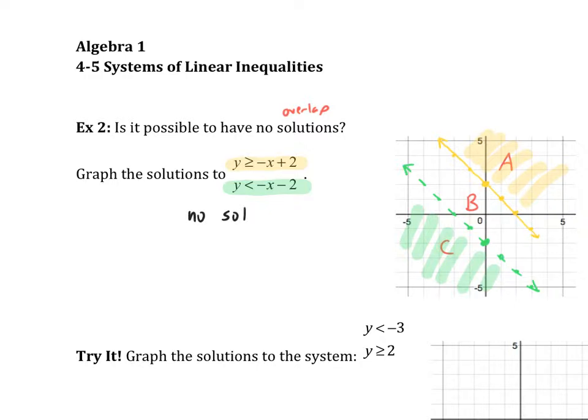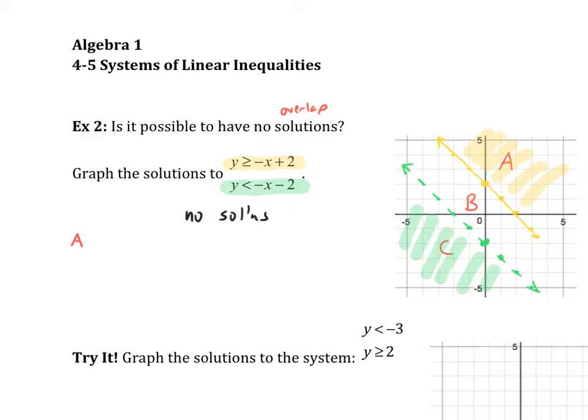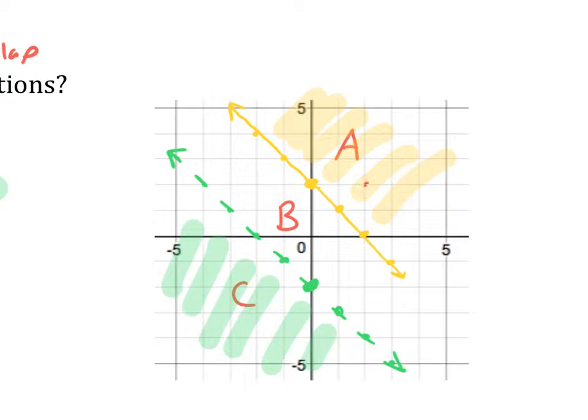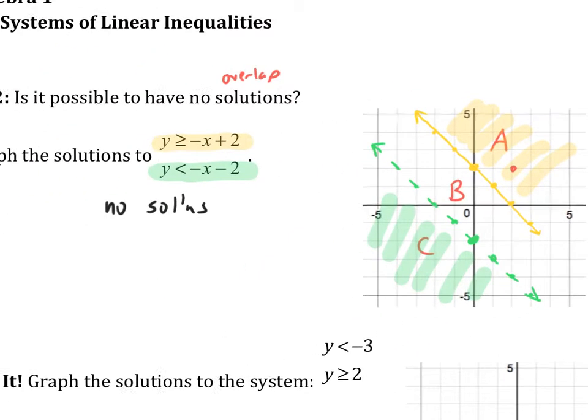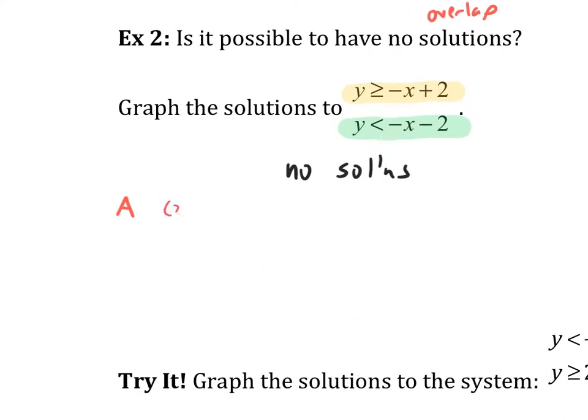I'm going to test that, and the only real way to test that is to test a point from all three of them. So I'm actually going to prove to you, in this case, that A, B, and C do not work. So let's check a region. If we check region A, I'm just going to randomly choose a point here. So it looks like 2, 2. I can check that. So I'll check 2, 2 there.